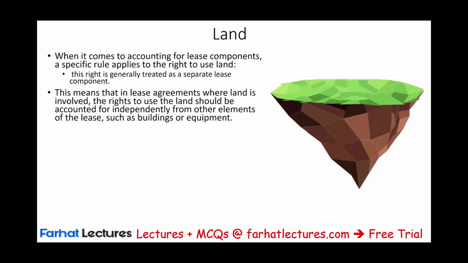It means what? It means that in a lease agreement where land is involved, the right to use the land should be accounted for independently from other elements of the lease, because the land is separate from the other assets, the building, the equipment. The land is separate. There is an exception for this.